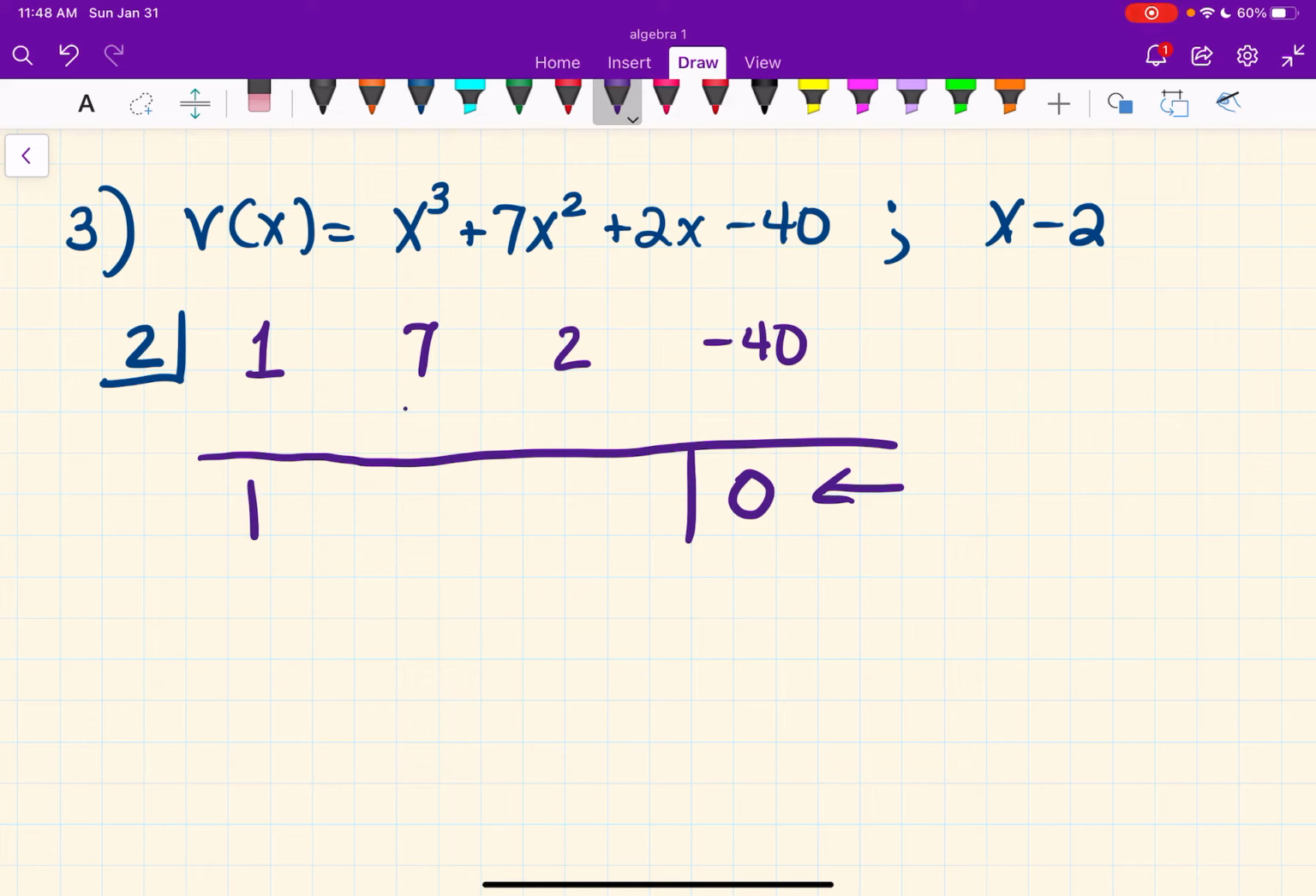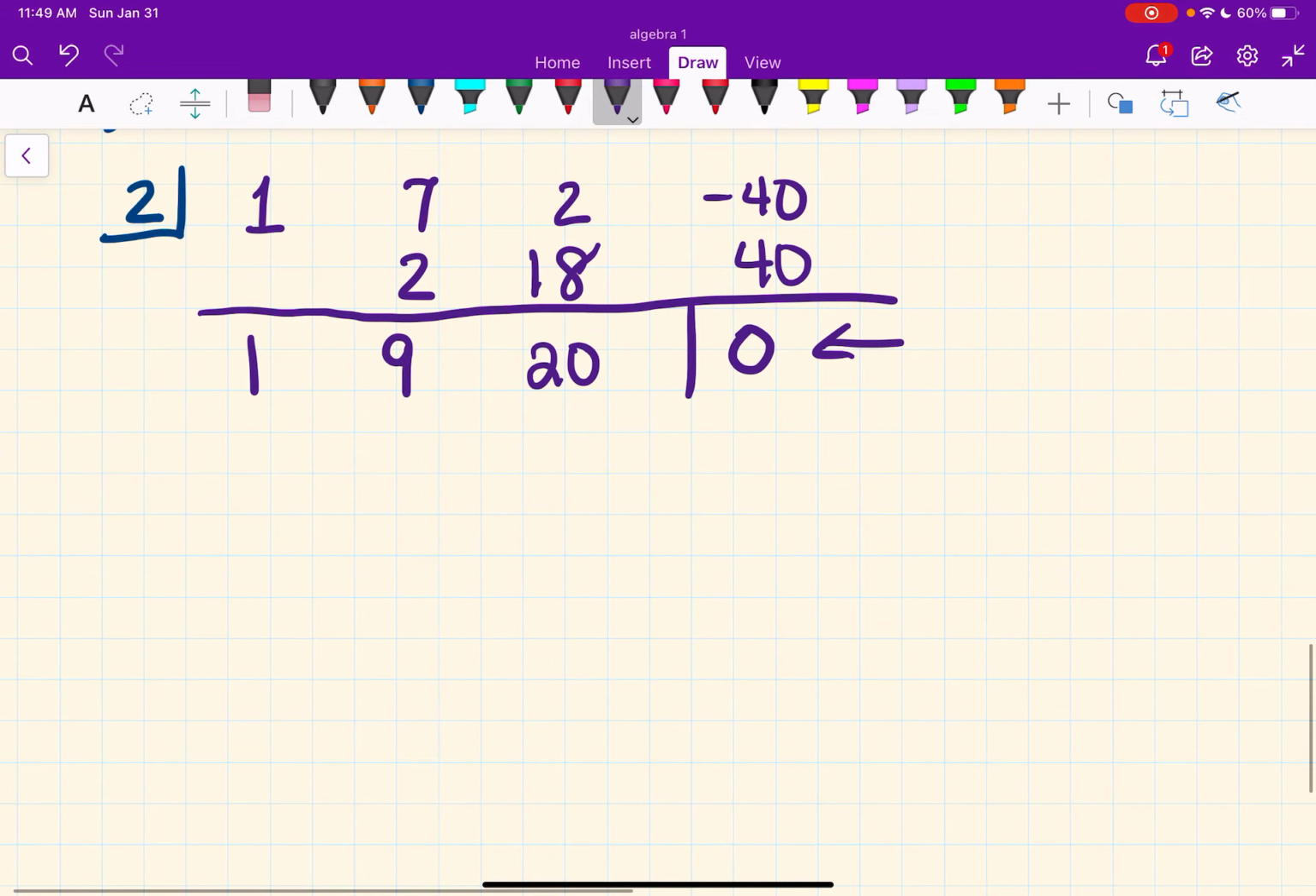2 times 1 is 2, 9. 2 times 9 is 18. That's where I start to get nervous. 18 plus 2 is 20. 20 times 2 is 40. Great. Whew, I did it correctly. I don't have to do it again. So now we have a depressed polynomial.